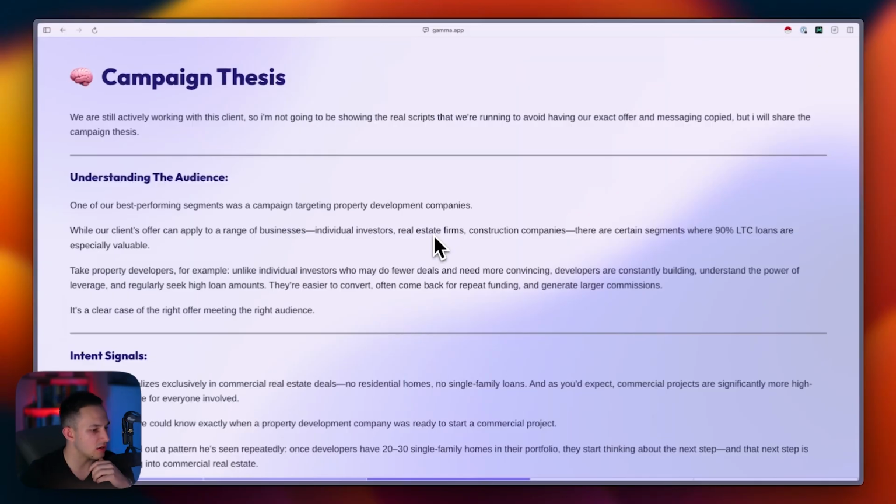Now, this is a clear case of just the right offer meeting the right audience. We could have gone after just real estate investors or construction companies or whatever. But again, we tested things out. We found that property development companies were performing the best, and that's who we targeted.